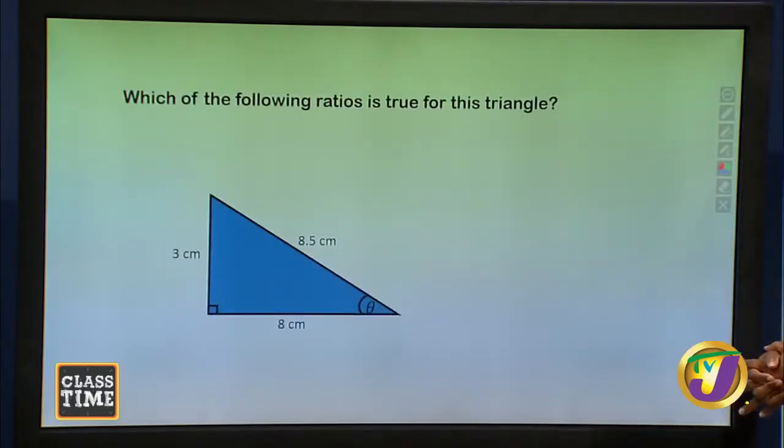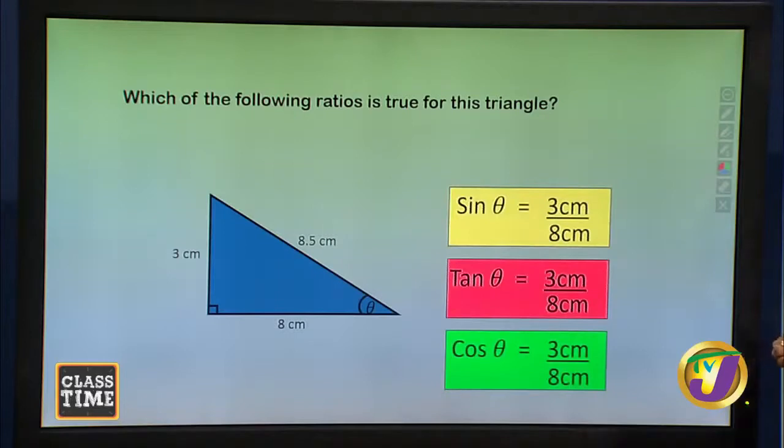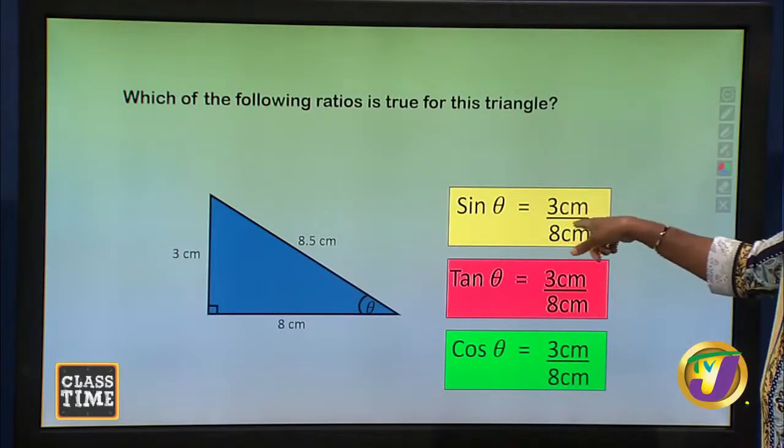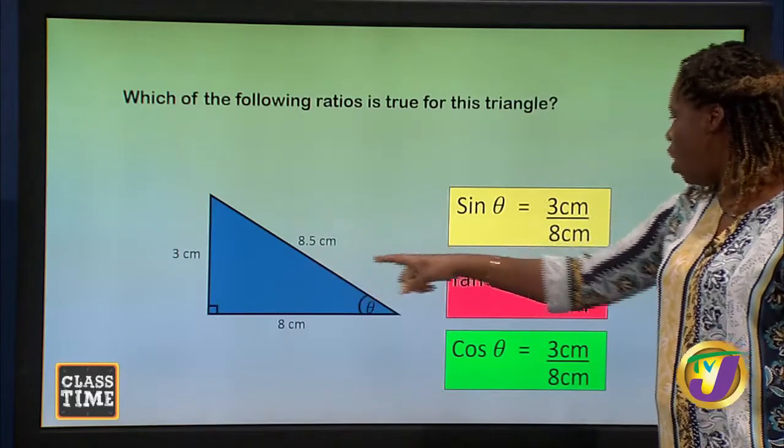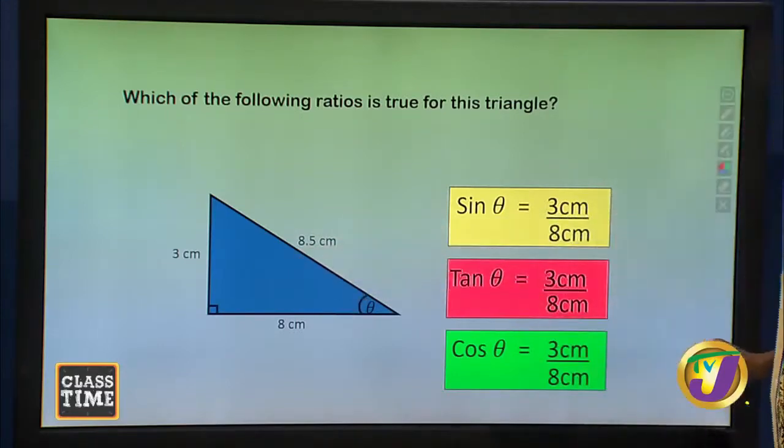So which of the following ratios is true for this triangle? These are our options. Based on what we know, sine theta would be the opposite side divided by the hypotenuse, or the ratio of the opposite to the hypotenuse. In this case, I'm seeing 3 centimeters. Yes, it's opposite to the angle. However, my hypotenuse across from the right angle is 8.5 centimeters.